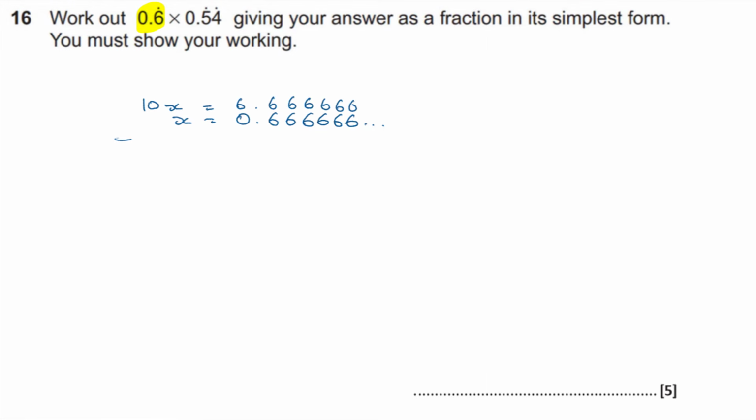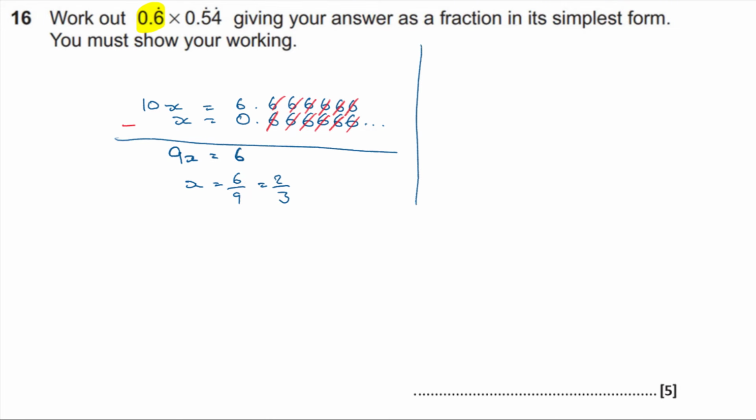6.6666666. And then if I subtract one from the other, then that's going to cancel, and I'm just left with 6 minus 0, which is 6. Okay, so 10x minus x is 9x, 6 minus 0 is 6. So 9x equals 6, which means x equals 6/9 or 2/3. You probably knew that already. Okay, but I've just done it anyway. Let's do the same thing with 0.54 recurring.